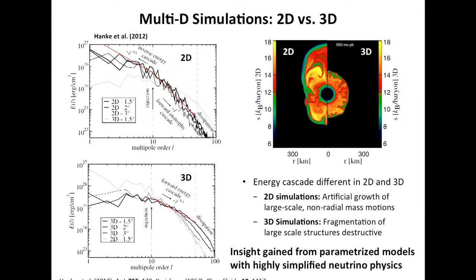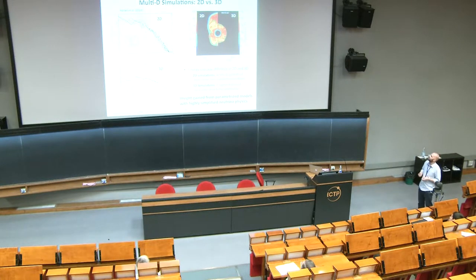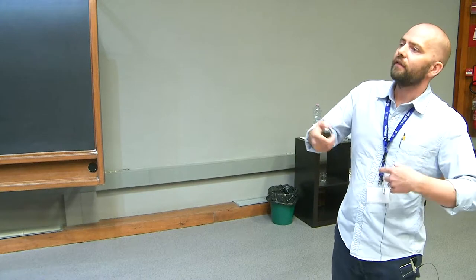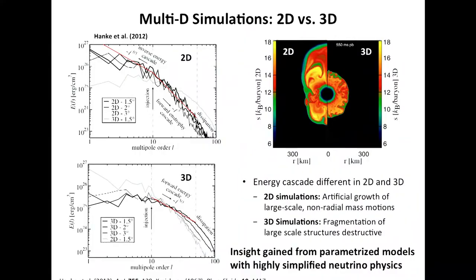And if you compare 2D and 3D simulations, the 2D simulations are typically characterized by large-scale plumes, whereas in 3D, the forward cascade leads to more of a fragmentation of large-scale structures during the explosion. So these effects, both the neutrino-driven convection and the standing accretion shock instability, the stresses, as well as this effect of the difference between 2D and 3D, have been studied using quite simplified parameterized models. In particular, the neutrino physics has been simplified a lot, but they're very important because you can run a lot more simulations and vary parameters in a controlled way to gain this nice insight.